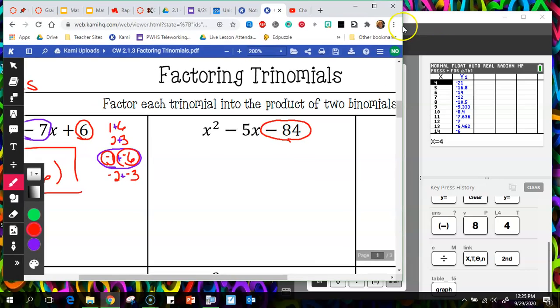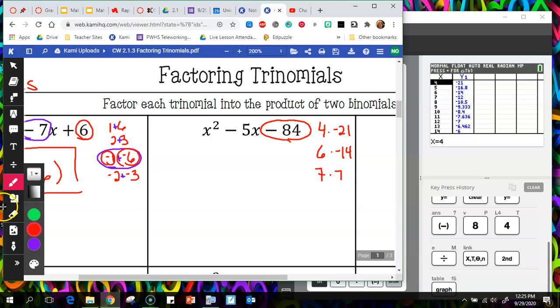All right, so I'm going to slide this over. Let me make this so I can actually look at my calculator and do this at the same time. So some of my possibilities are 4 times -21, 6 times -14. What else do I have? 7 times -12. Well, right there, that looks terrible. 7 times -12.